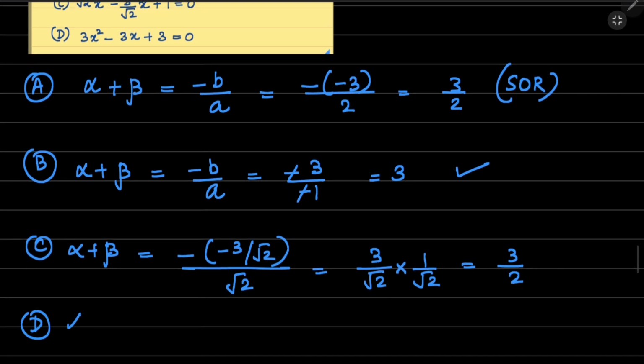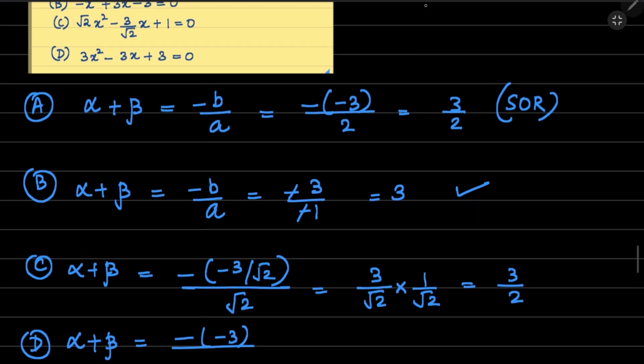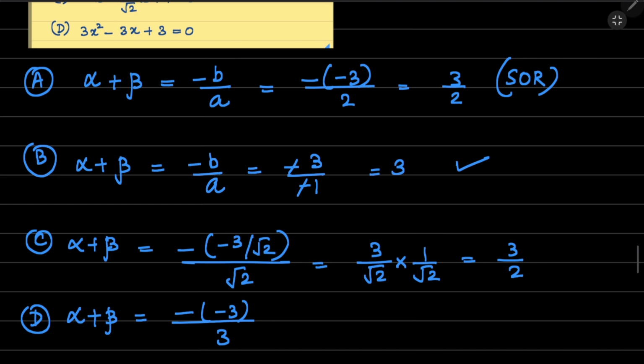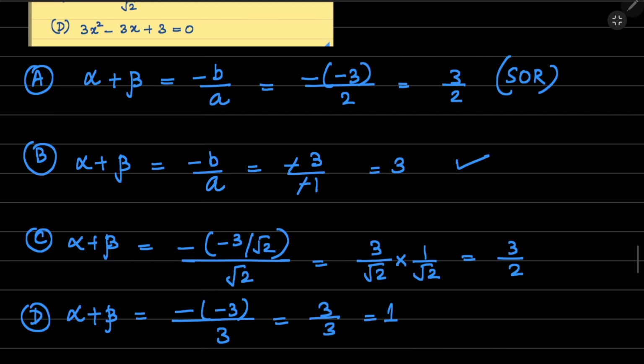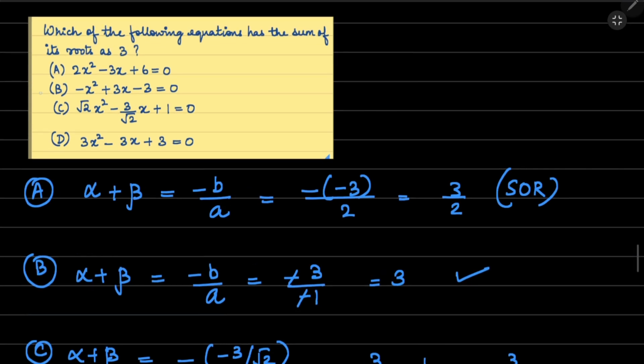Let's move on to the D equation. So alpha plus beta equals minus B by A, so minus of minus 3 by A is nothing but 3. Again here it is plus 3 by 3, which is 1. So the only equation which has got the sum of the roots as 3 is the B one. So this is the correct answer.